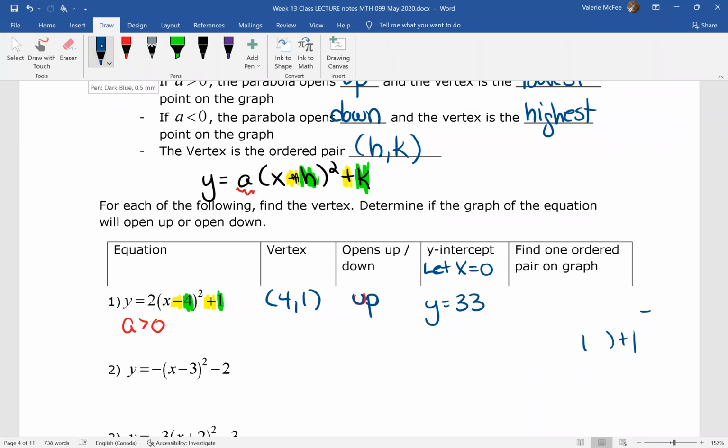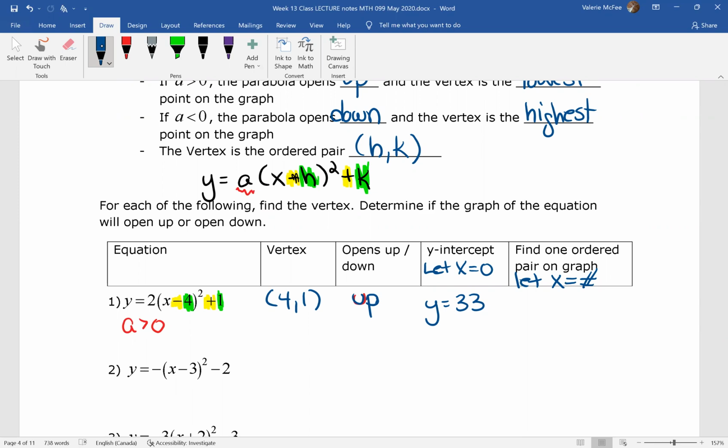Think about all of the information we have already. We know that this graph is going to open up. That means the vertex is the lowest point. We have a y-intercept at 33, and I want you to find one ordered pair on the graph. Let's not use the y-intercept. How are we going to find another ordered pair? Let x equal some number. Doesn't matter what number we choose because the domain is the set of all real numbers.